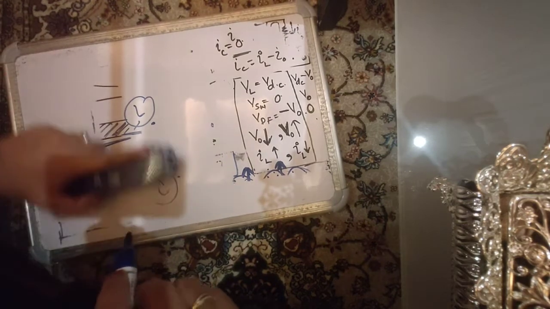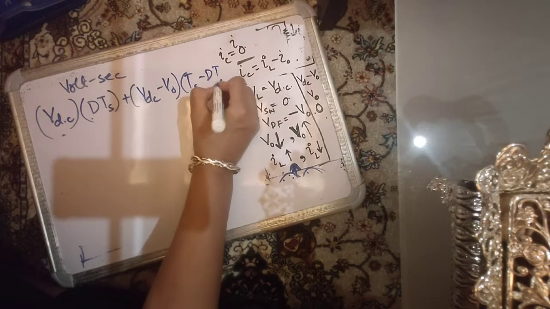Moving on, let's do the volt second balance for the inductor. पहले इंडक्टर की वोल्टेज जो थी, that was VDC, voltage across the inductor was VDC, and the time interval was DTS. Then the voltage across the inductor was VDC minus V naught, and the time interval was TS minus DTS. So this whole thing has to be 0.